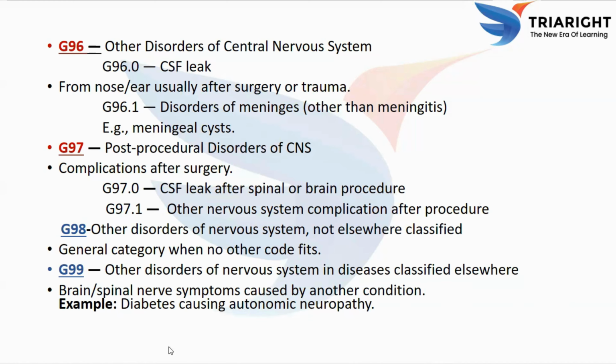So this diabetes here, it's a main condition. It is coded separately, and autonomic neuropathy, it's a nervous system complication. So you have to use G99 together with the diabetes code. Okay. So this is about the G99 code description.